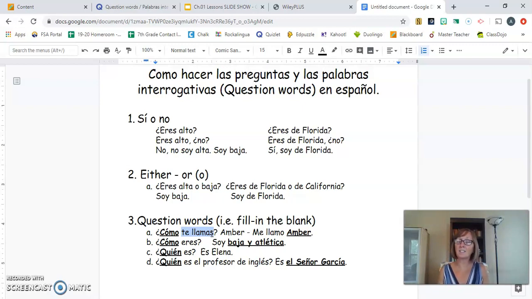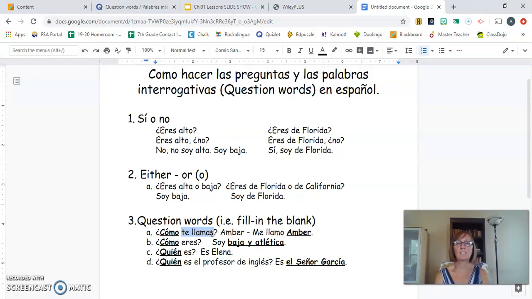¿Cómo eres? I want to know, how are you? ¿Cómo eres? You're going to say soy, I am, followed by however you are, your description. Soy baja y atlética, inteligente y whatever other adjectives you want to add, generosa.